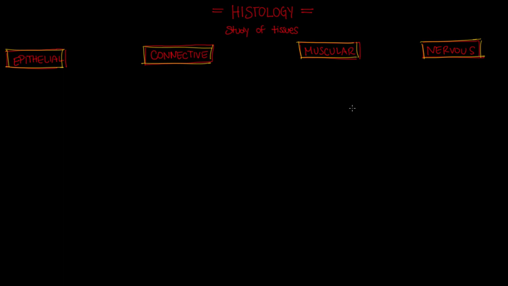This video is going to discuss the 4 different types of tissue that are present in the human body. And so the study of tissues is known as histology. But what is a tissue? A tissue is defined as a group of similar cells that work together to perform a specific function.